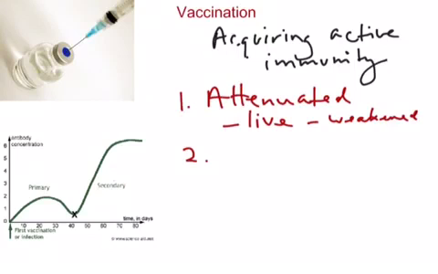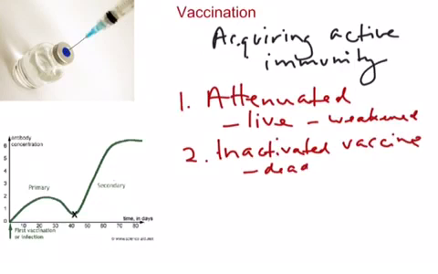The second kind of vaccine are inactivated vaccines, where the pathogen has been killed and so poses no threat and still has the antigens on its surface, so that will stimulate the immune response. The drawback for this is that the effect is not as great, and often it may require multiple vaccinations to build up the number of antibodies and memory cells.